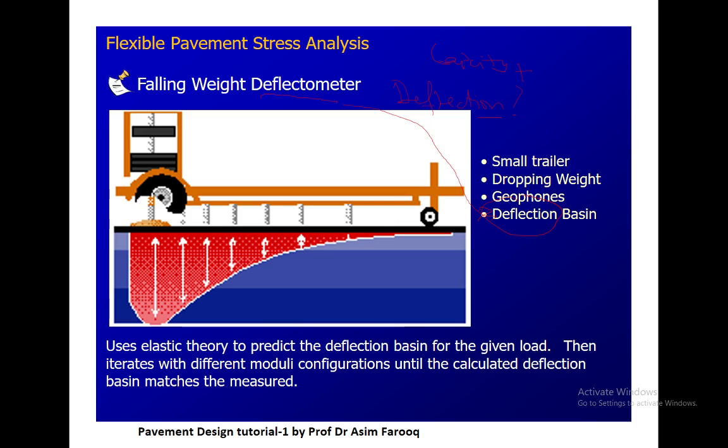So the question is how it basically works. We have one small trailer through which we usually drop the weight from the top, and then the geophones and sensors are installed on the pavement surface, through which we determine the deflection model. As you can see here, it gave us a model, and from that model we usually determine the responses of a deflection. But through the falling weight deflectometer we usually determine, along with other parameters, mainly the deflection.